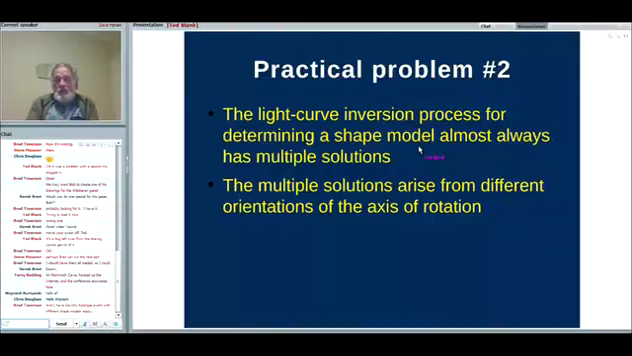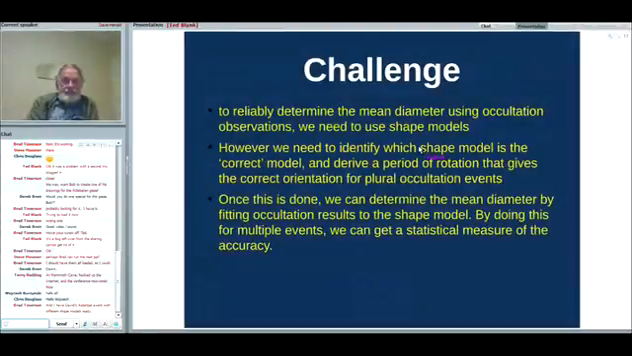So the practical problem is potentially multiple shape model solutions, and we need to figure out which one is in fact the correct one. Next slide. So our challenge: to reliably determine the mean diameter using occultations, we need to use shape models. But first of all, we've got to identify which shape model is the correct model, and then derive a period of rotation that gives the correct orientation of that shape model for plural occultation events. And that's an important bit.